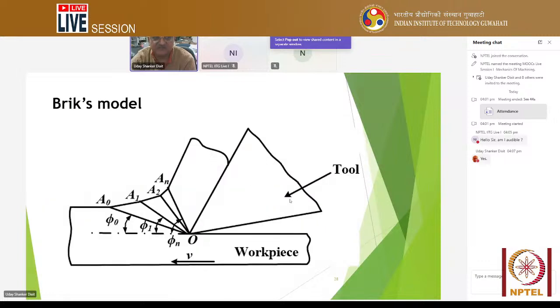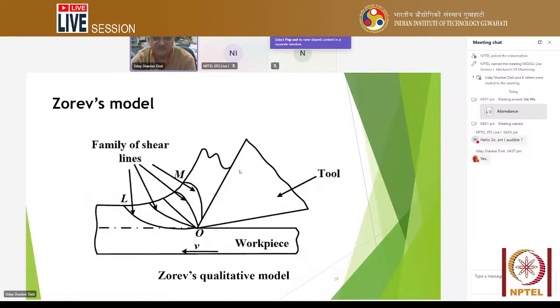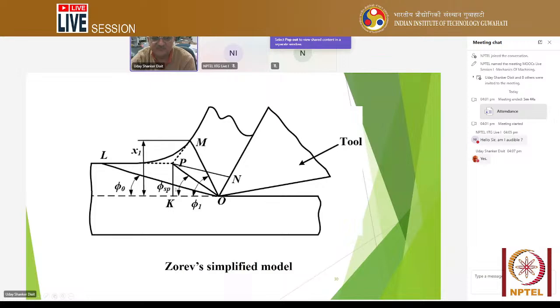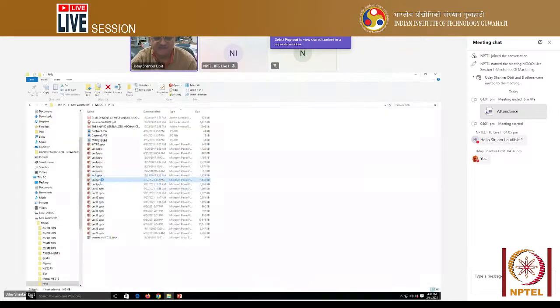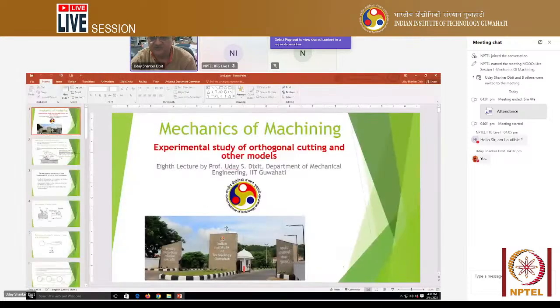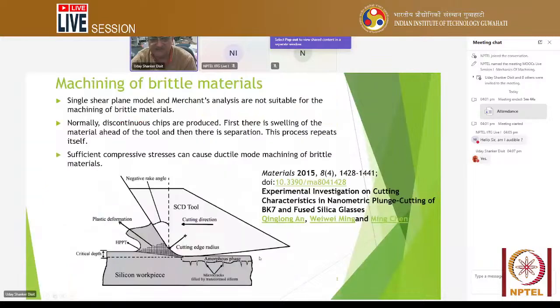So other models have also been discussed, like the Dewhurst model and the Oxley model. Instead of a single shear plane, you have a zone, and like that. So we discussed these types of things. Then we go to lecture 8. Here we talked about experimental study and some other models.